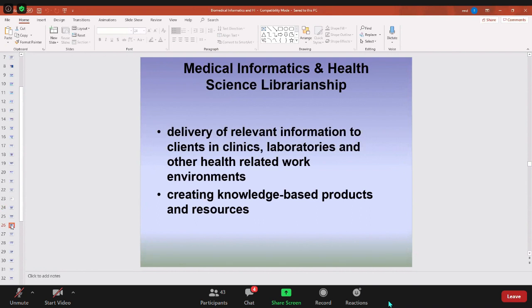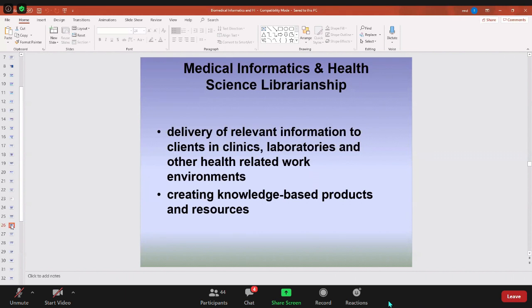Now, when you talk about medical informatics, sometimes you will see that it's interrelated with health science librarianship. Because medical informatics sometimes matters on the terminology, and when you talk about terminology, you will come across that this links up to librarianship. This particular component delivers relevant information to clients in the clinics, laboratories, and other health-related work environments. The delivery can be verbal, can be digital. It can be all sorts of modes of relaying information.